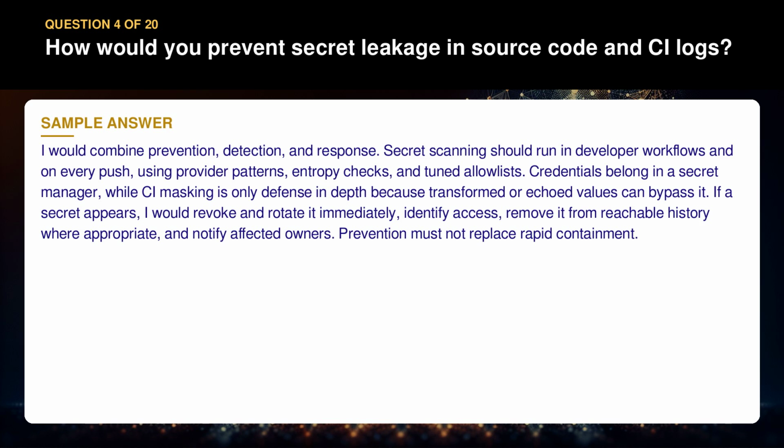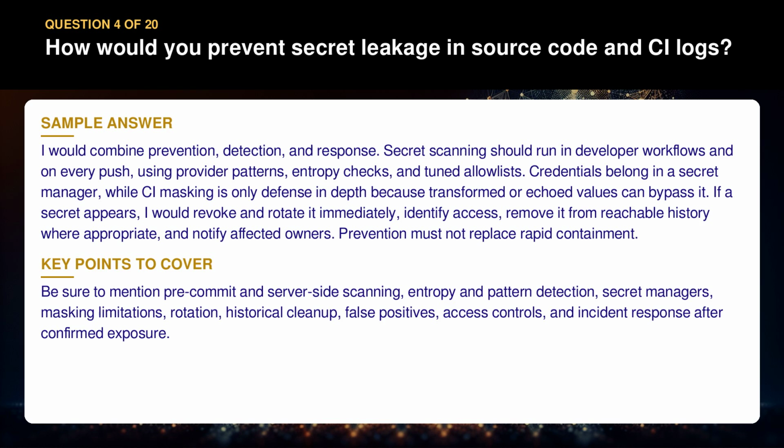bypass it. If a secret appears, I would revoke and rotate it immediately, identify access, remove it from reachable history where appropriate, and notify affected owners. Prevention must not replace rapid containment. Be sure to mention pre-commit and server-side scanning, entropy and pattern detection, secret managers, masking limitations, rotation, historical cleanup, false positives, access controls, and incident response after confirmed exposure.